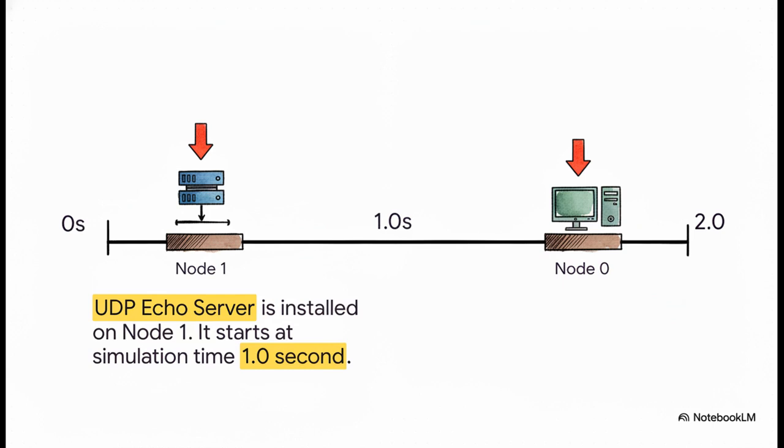Now why the delay? It's all part of this core idea called discrete event simulation. You have to schedule things in order. You need to make sure the server is ready and listening before the client tries to make the call, right? You can't call someone before they've even picked up the phone.